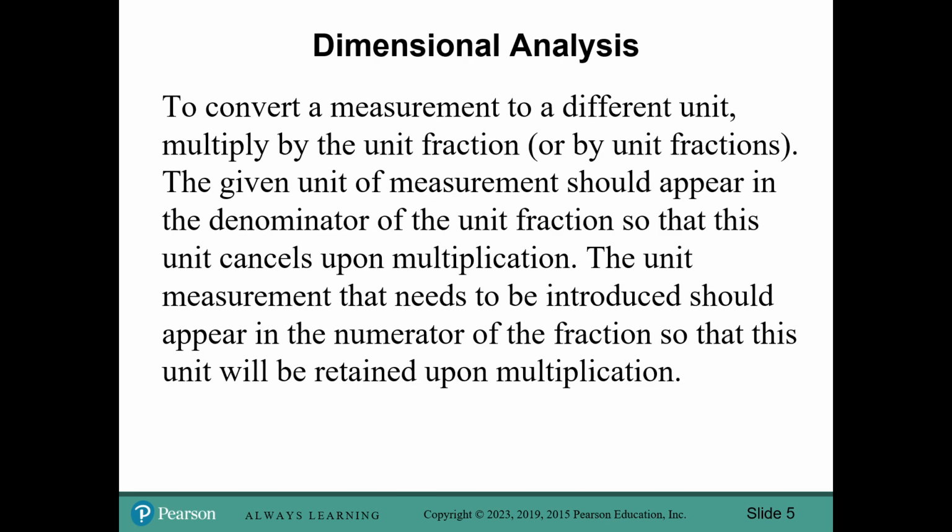Alright, so with dimensional analysis, we want to convert a measurement to a different unit. And to do so, we multiply by the unit fraction or by unit fractions. Sometimes it takes more than one multiplication to get where we want to go. The given unit of measurement should appear in the denominator of the unit fraction so that this unit cancels upon multiplication. The unit measurement that needs to be introduced should appear in the numerator of the fraction so that this unit will be retained upon multiplication.